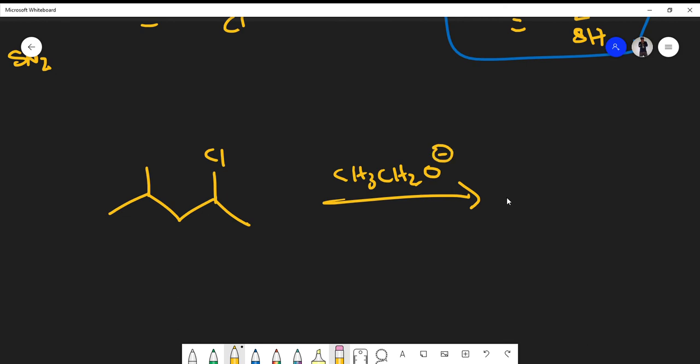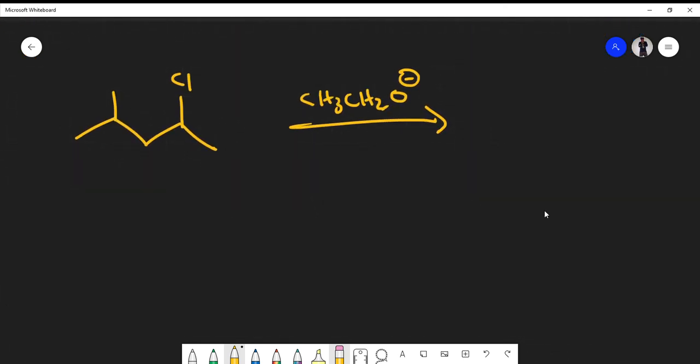Is this an SN1, SN2, E1, or E2 reaction? Well, I'm looking at the base. This is an alkoxide: I have an alkyl chain with an oxygen on it. It's a classical strong base. So this base is really strong, and I'm on a secondary alkyl halide. Because my base is really strong and I'm on a secondary alkyl halide, this would be your classical E2 reaction, all occurring in one step.